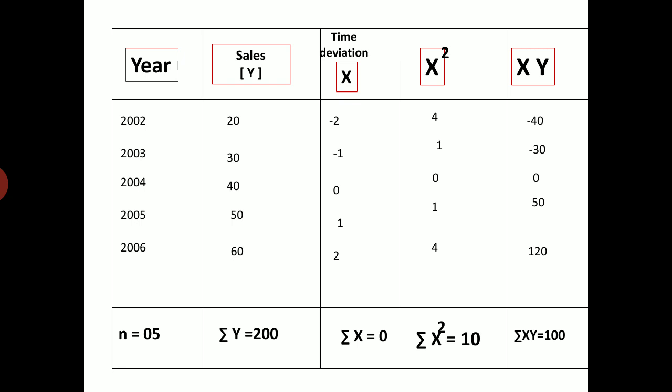Summation y equals 200, the sum of all these: 20, 30, 40, 50 and 60. Third column, time deviation. First we find the mid-year, that is 2004. So 2002 is minus 2, 2003 is minus 1, 2004 is 0, 2005 is 1, and 2006 is 2.